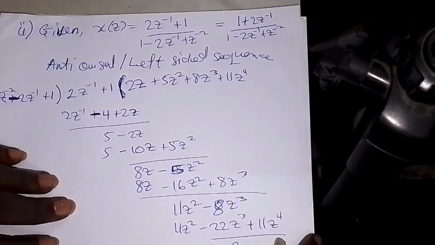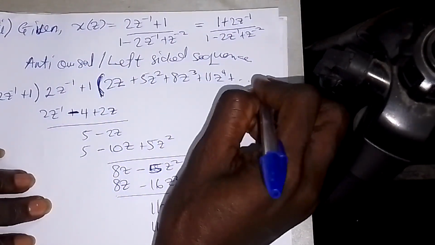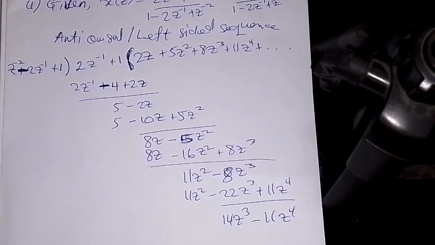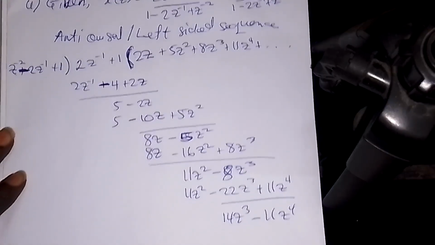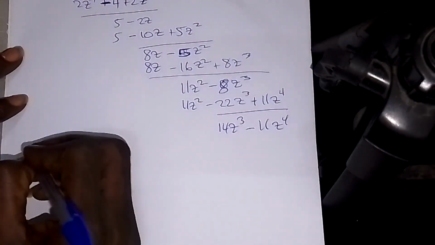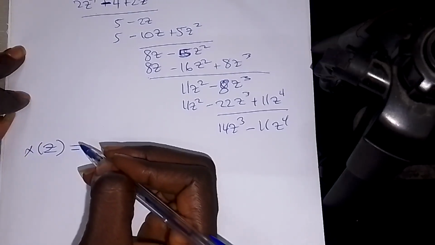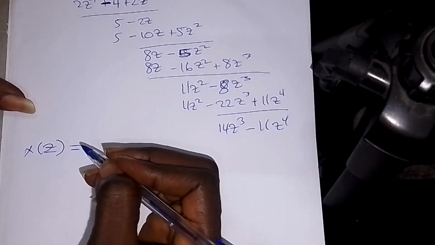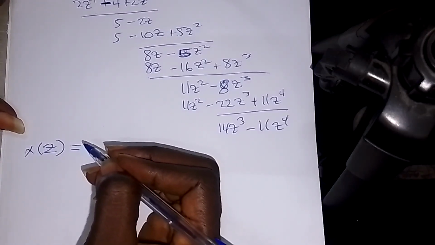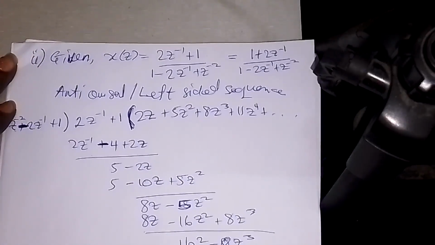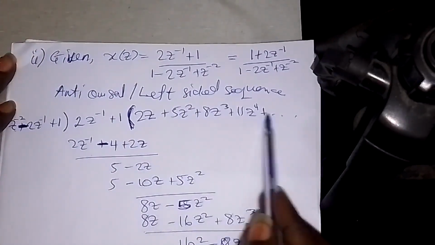But when I get here, I can say plus up to infinity. So this is actually what you get. All right. Now I can just write my sequence. To write my sequence, I can say that x of z is going to be equal to what I have here.